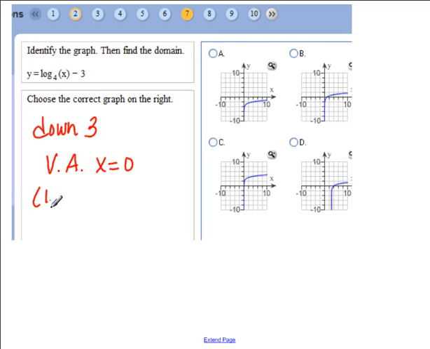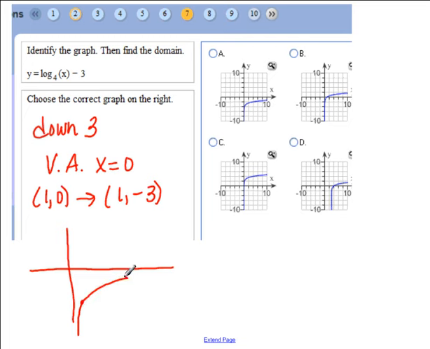And then our key point of 1, 0, if it shifts down 3 units, would be what? 1, negative 3, right? Down is only affecting the y values. So we should be looking for one that has a vertical asymptote at x equals 0 and it's shifting down. So we would want it to look something like this. And that one is A. Okay, now it's eventually going to cross the x-axis, so don't think that that's another asymptote there.